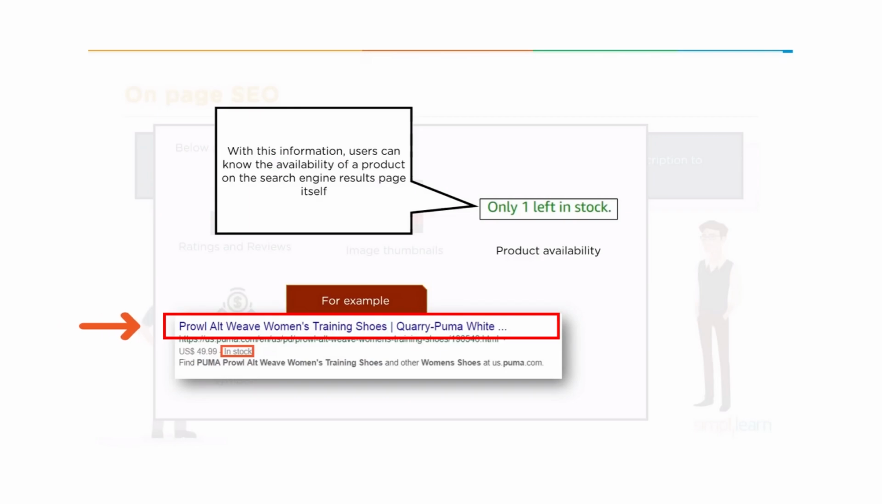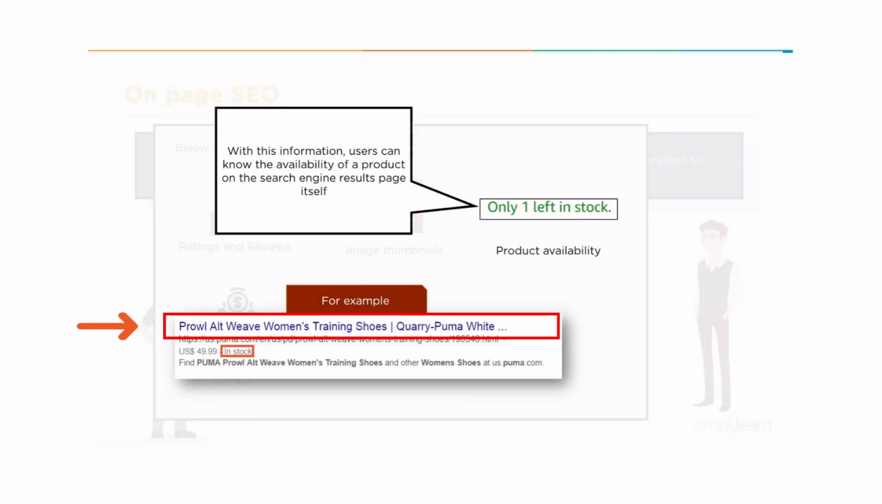For instance, if someone is searching for women's training shoes or women's Puma shoes and comes across your product and sees that it's in stock, they might decide to visit your website and buy those shoes. Therefore, the main purpose of a schema is to ensure that you provide essential information to search engines that can help them understand your website's content.